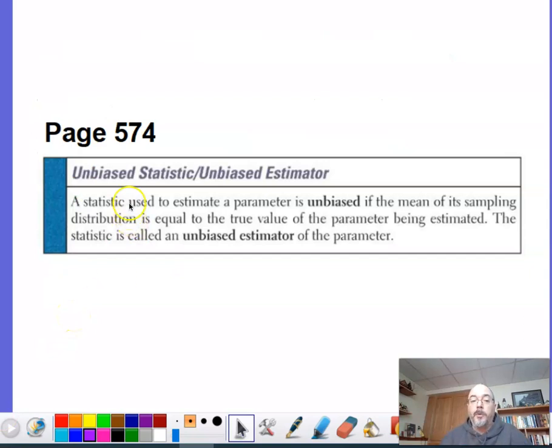Page 574, unbiased statistic, unbiased estimator. A statistic used to estimate a parameter is unbiased if the mean of its sampling distribution is equal to the true value of the parameter being estimated. The statistic is called an unbiased estimator of the parameter. All right, obviously we want unbiased information.